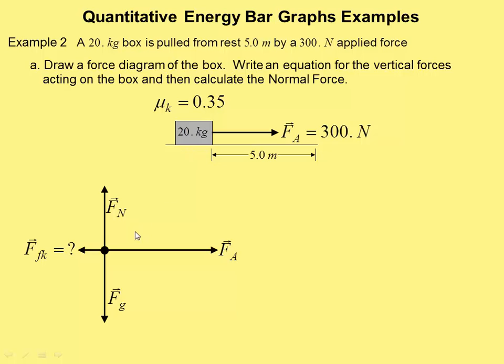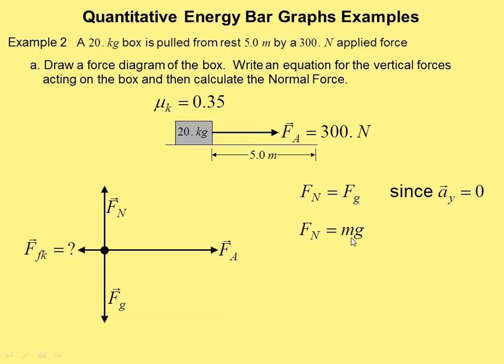Now, a couple of things. You will notice here that we're not sure how much friction there is, but we can assume that there's less than the applied force. Why does there have to be less? Because the box is starting from rest, and the only way it could move 5 meters starting from rest is if it was accelerated, and therefore F_a must be bigger than F_fk. Now F_N has to balance out F_g because it's not accelerating up and down.